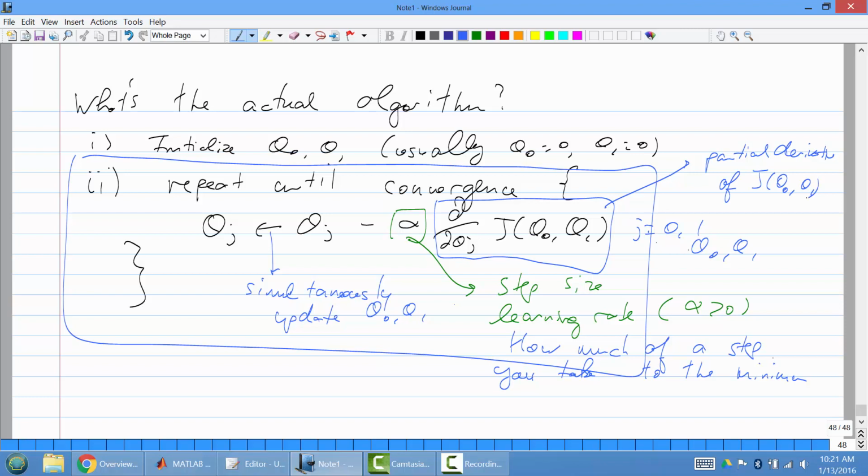Okay, so notice that for theta 0, you take the partial derivative with respect to theta 0, and if it's theta 1, you take the partial derivative with respect to theta 1. So you compute this, and then you update your parameters. You keep iterating until it converges.